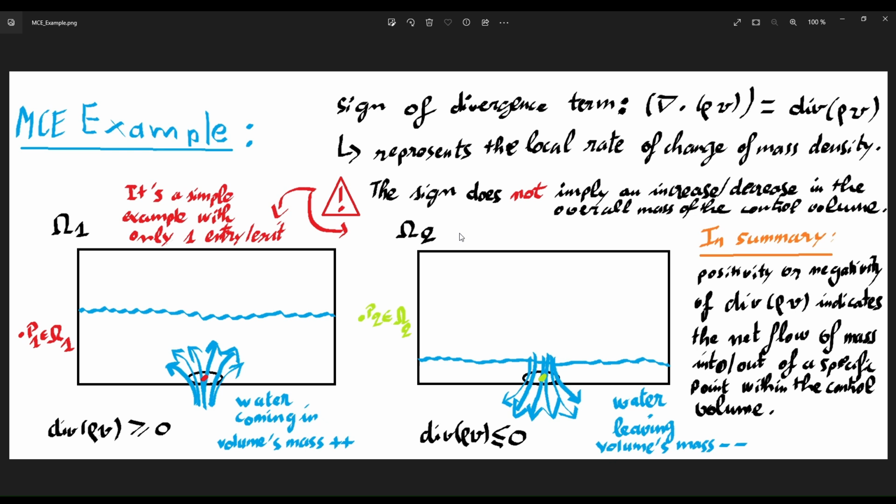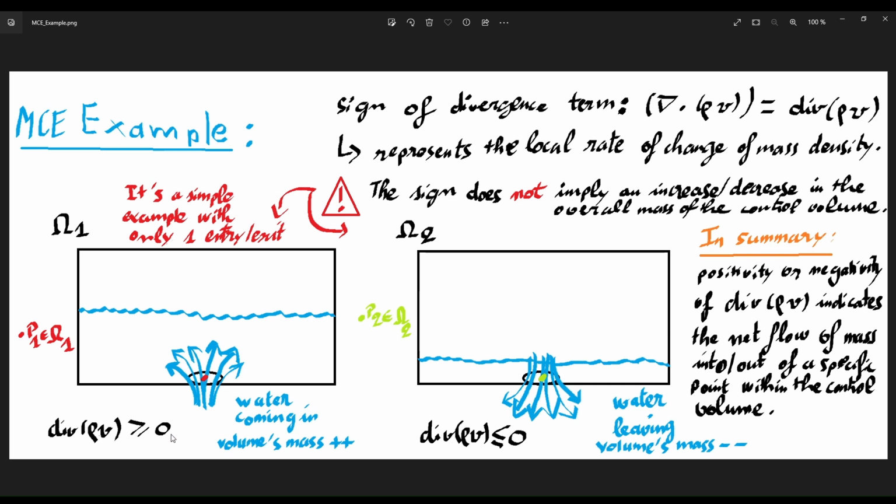We're still talking about the mass conservation equation, and I'm going to show you a real example by relating it to a swimming pool. I think it is a good way to understand the sign of the divergence of a fluid too. So we have a pool, and at the bottom of it there's a hole allowing the water to come into the area or to leave it.